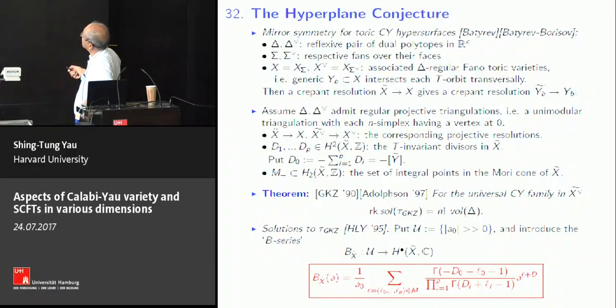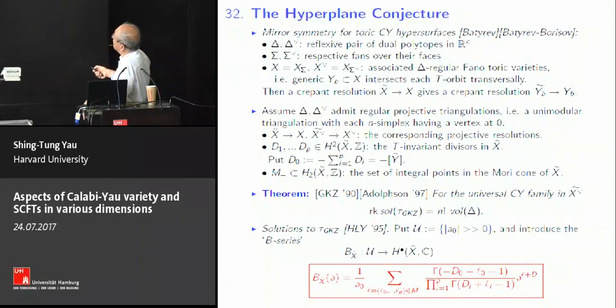The rank of the solution of the tau GKZ system is actually calculated by the volume of delta. So this is known from the 1990s. Now, on the other hand, we actually want to solve it, and we conjecture the following statement. We take the large radius limit where A_0 is large, and you take B_x in the neighborhood of the large radius limit, and we define it in the following way.